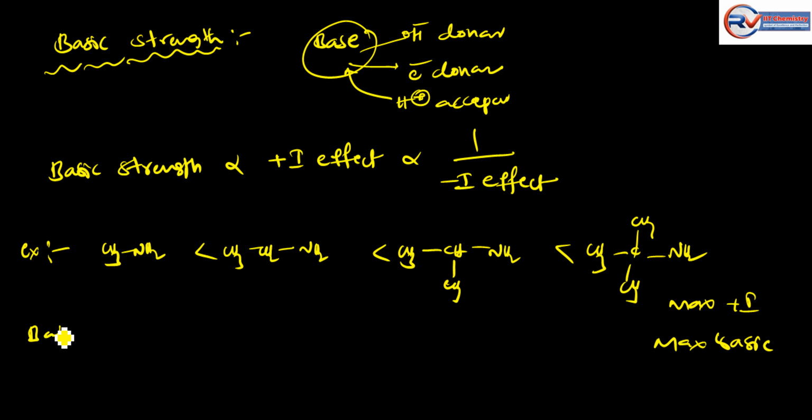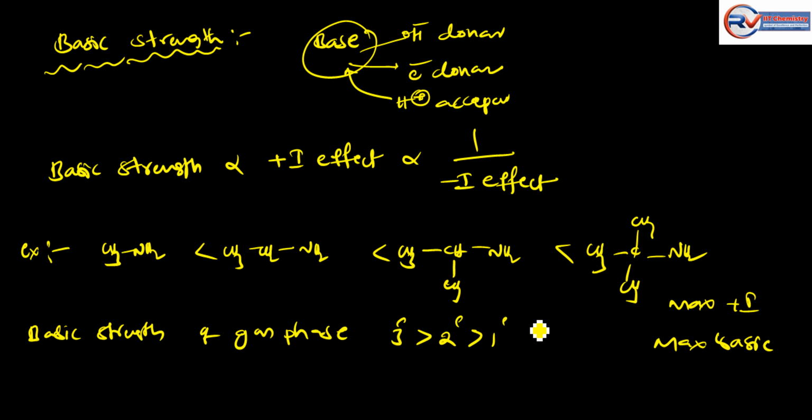Basic strength in the gas phase: generally the basic strength in the gas phase is 3 degree greater than 2 degree greater than 1 degree. This is the order of basic strength in the gas phase. Tertiary is greater than secondary is greater than primary.